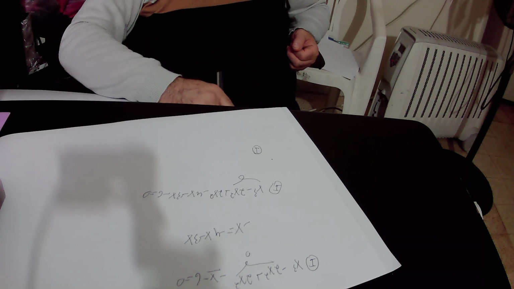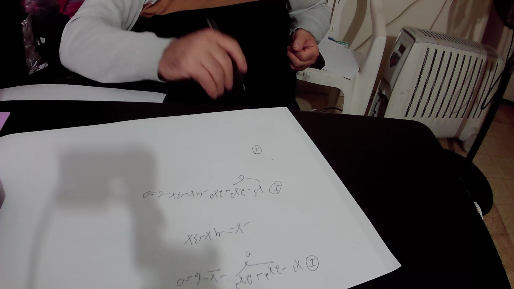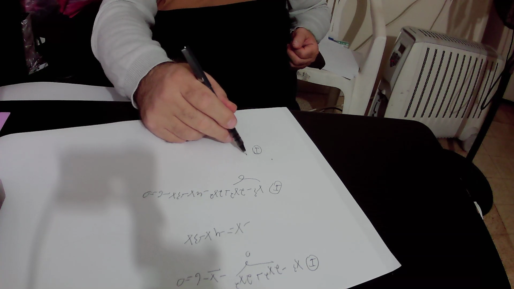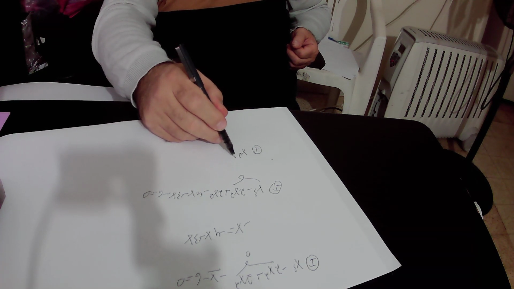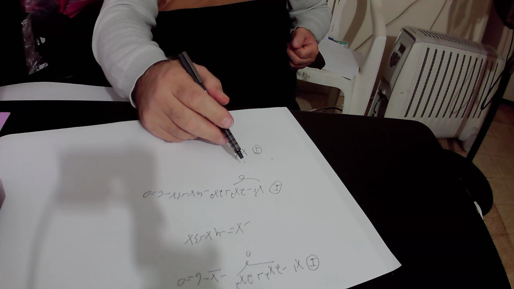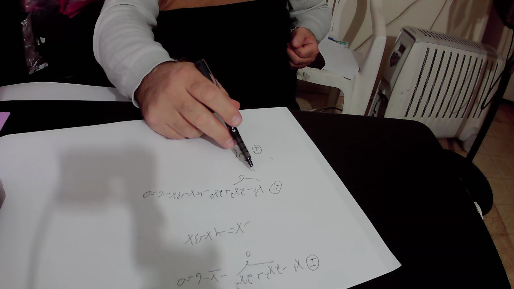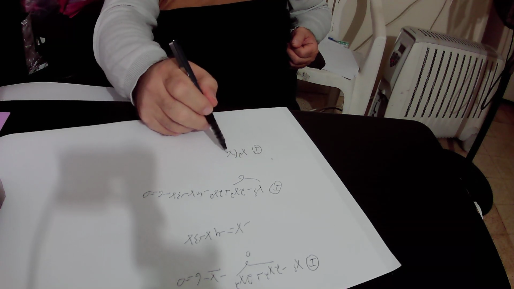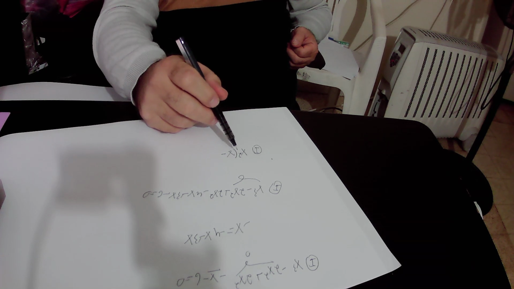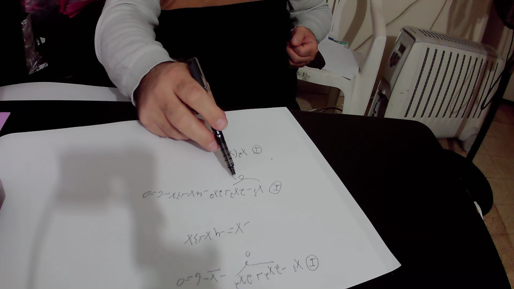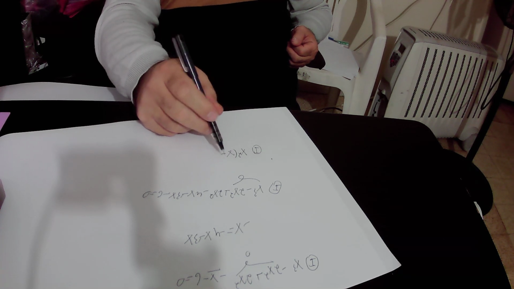X cubed minus 2x squared. So we will take a common factor from those two expressions. The common factor will be x squared. And what will be inside the brackets? Inside the brackets, from x cubed, what is left is x. And if we take x squared as a common factor from minus 2x squared, what is left is actually minus 2.